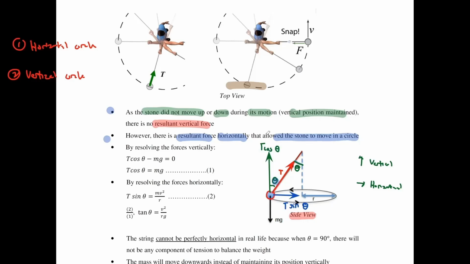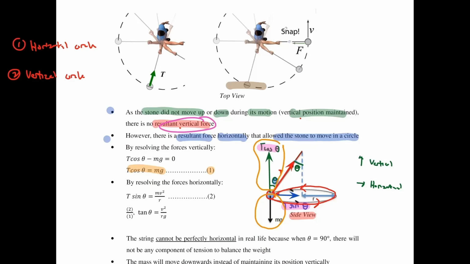Okay, the vertical component is T cos theta. The horizontal component is T sine theta. Now, just now I mentioned to you that there is no resultant vertical force because the object did not move up and down. What's happening here is that your mass was moving in a horizontal circle like this. During the time that it is moving in a horizontal circle, the stone never moves up and down. So no motion up and down, vertical position maintained, no resultant vertical force. This would mean then T cos theta must be balancing the weight. So you have T cos theta equals mg. This is the first relation that you can see from here.